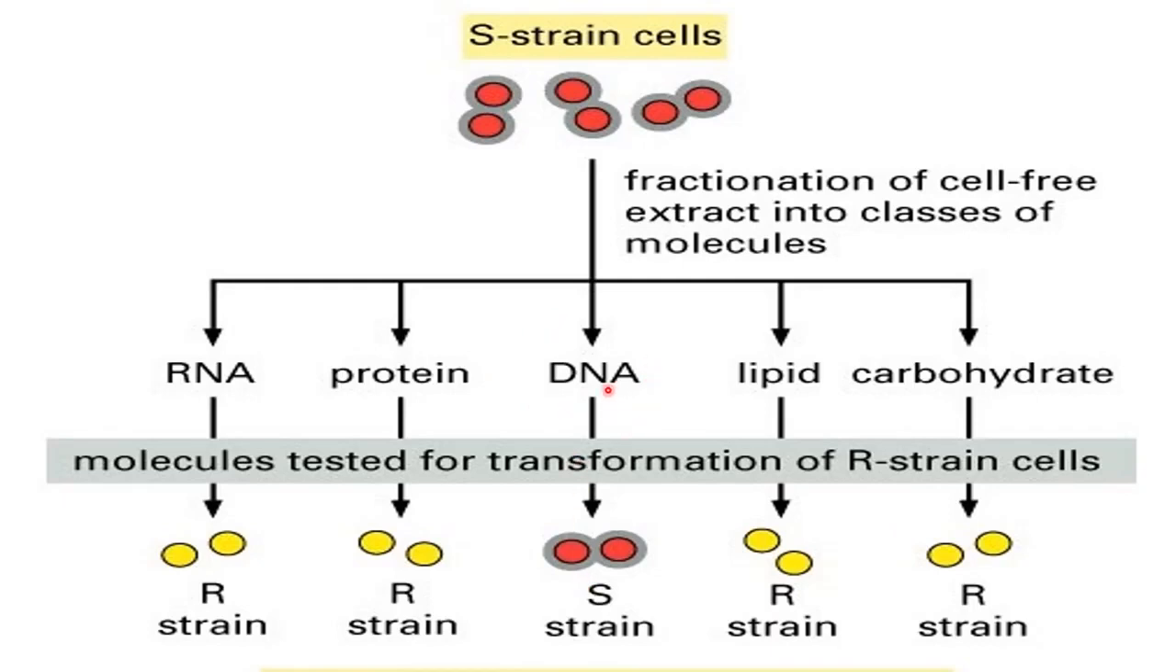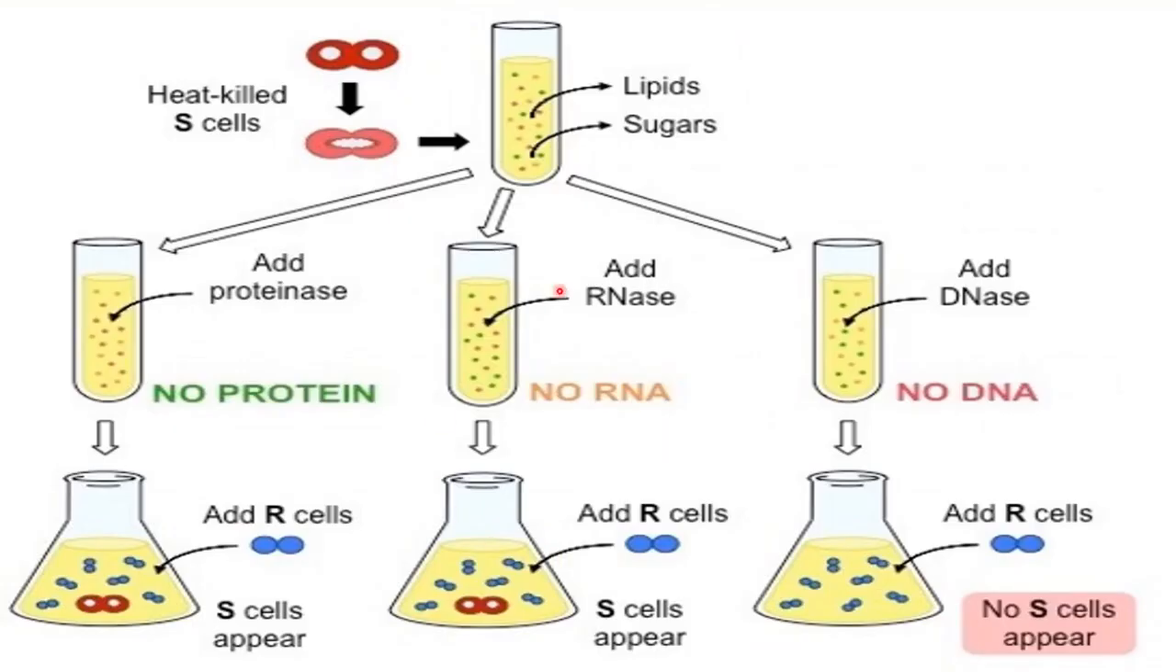It means that DNA of the heat killed S strain bacteria was able to transform the R strain bacteria into S strain. Okay, later on, to prove it more, to confirm this thing, they did one more experiment.